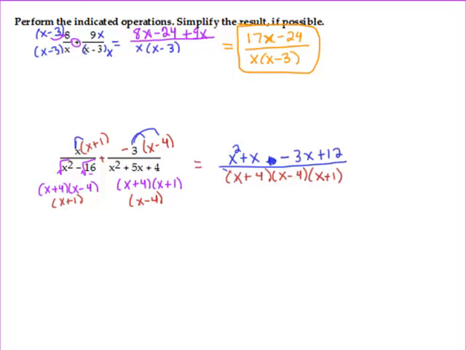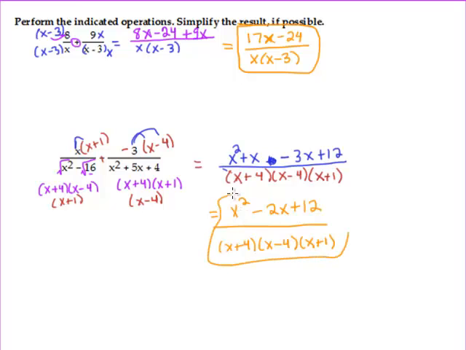In the middle we have like terms. So we have x squared, x minus 3x is negative 2x, plus 12 over x plus 4, x minus 4, x plus 1. We cannot factor the top. There's nothing that multiplies to get 12 that adds to get negative 2, so this is our answer.